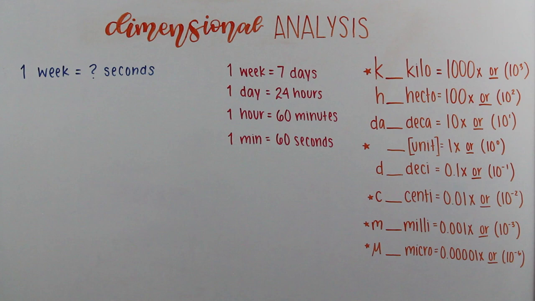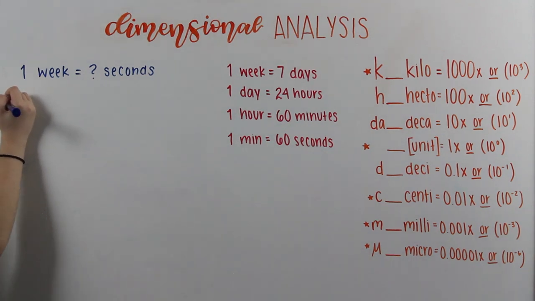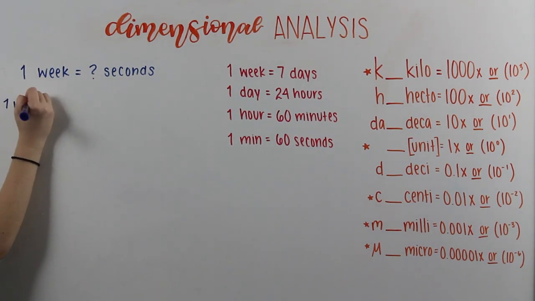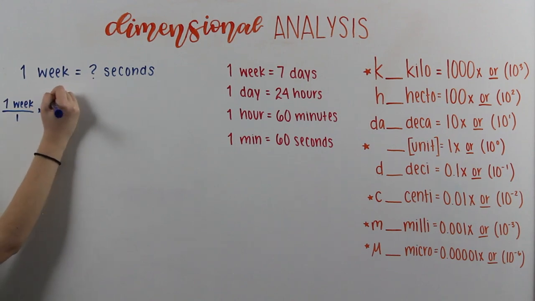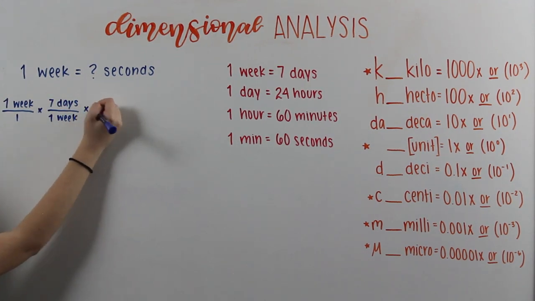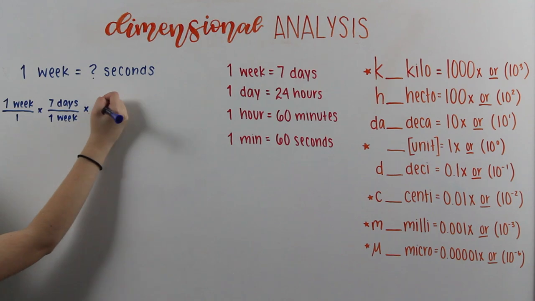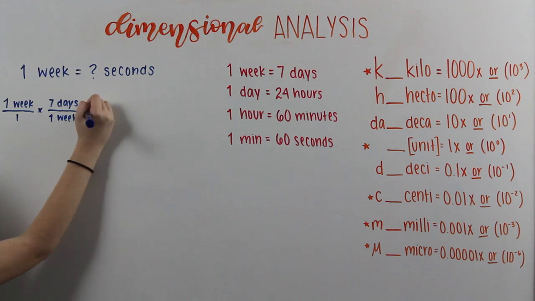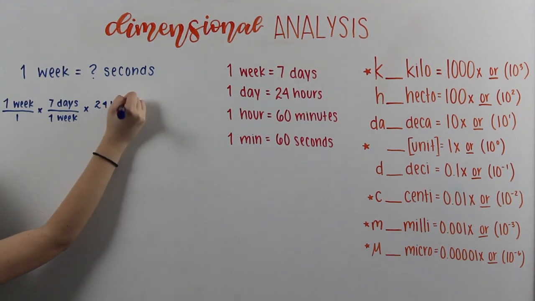For this problem, since we want a resulting unit of seconds, we have to arrange the conversion factors in a way where we can cancel out week, days, hours, and minutes. Let's see how we can arrange our units. The first conversion factor is 7 days over 1 week. This conversion factor is valid because the 7 days at the top is the same as the 1 week at the bottom. Notice how the unit week is written at the bottom. When we have the same unit at the top and at the bottom, the units can be cross-canceled. So arranging our conversion factor in this way allows the unit week to be cross-canceled.